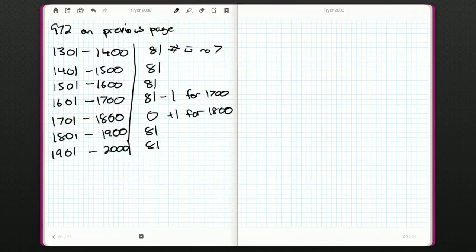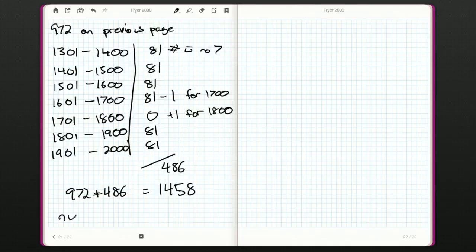So 81 plus 81 plus 81 plus 80 plus 1 plus 81 plus 81, 486. 972 plus 486 is going to be equal to 1458. So 1458 numbers with no 7.